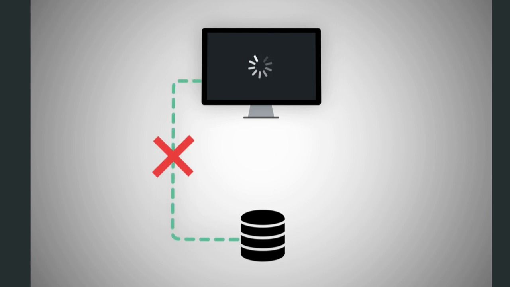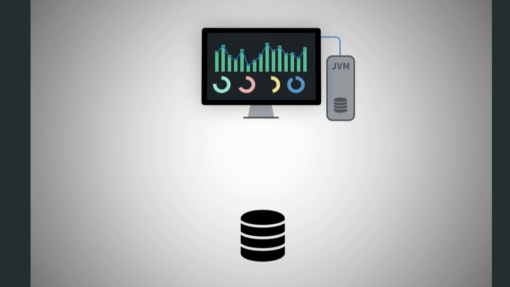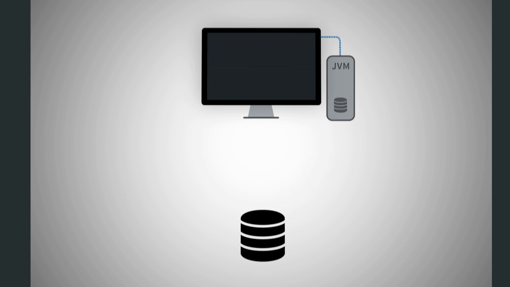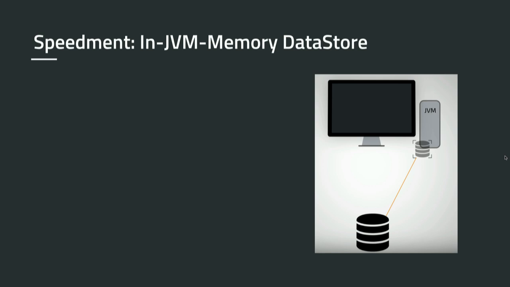But if my application is still slow, I can use this data store component that will take a snapshot of my database and pull it in off heap in the JVM. And I can do continuous snapshots all the time. And now my streams will not run against the database, but against RAM. And I will get 100 or 1,000 times faster applications. So that's the idea.